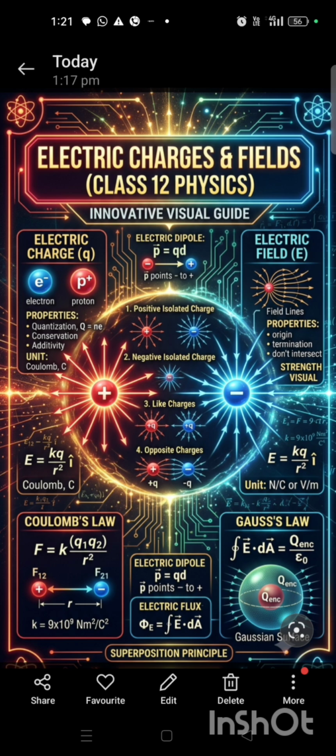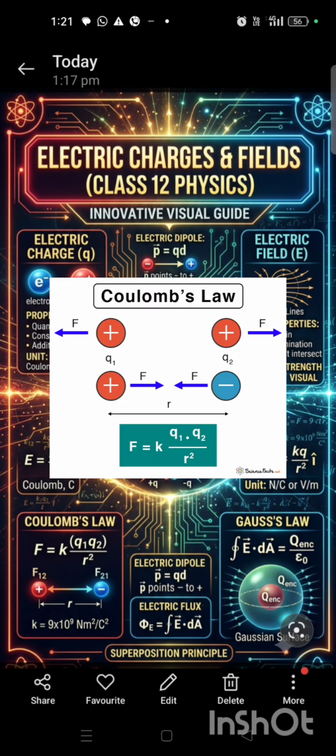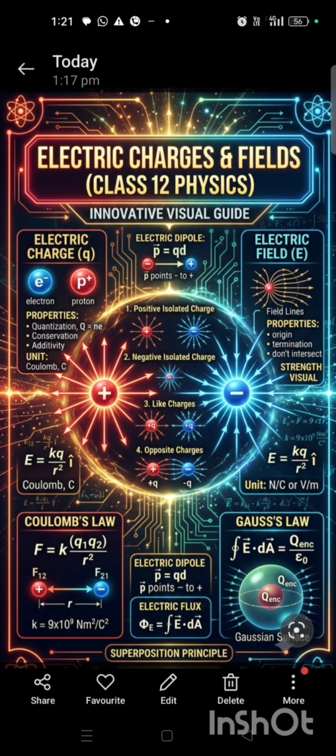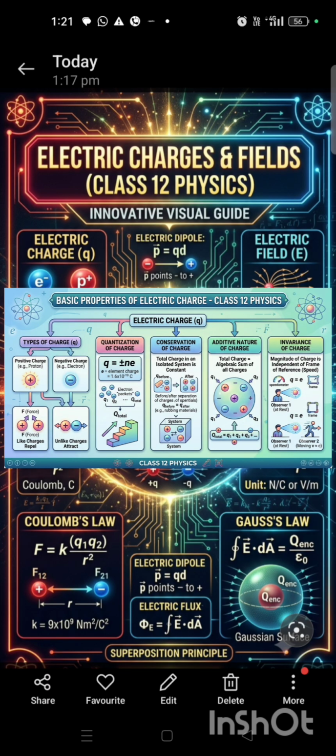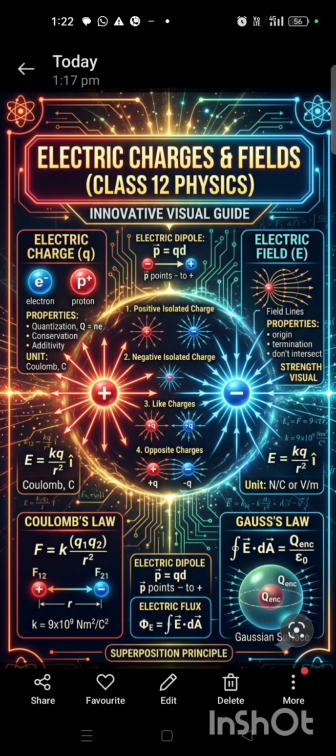So here is what we'll be learning today. Coulomb's law, that is the first law of electric charges and fields. It is a very important law also. And here we have the basic properties of charges. So let's get started without any delay.